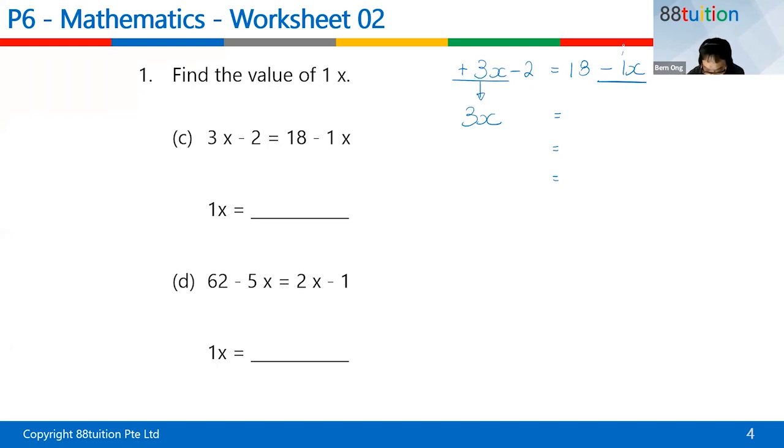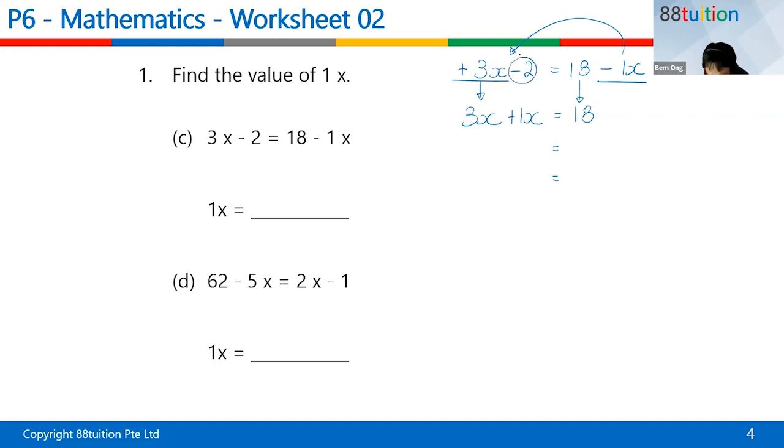So 3x is heavier, don't move him. Minus 1x, bring across. Why? Because you want to gather all the x to one side. So minus 1x coming across the equal sign will give you a plus 1x. Something will change. Who is left over here? 18 is left over here. You're supposed to gather all the numbers to the other side.